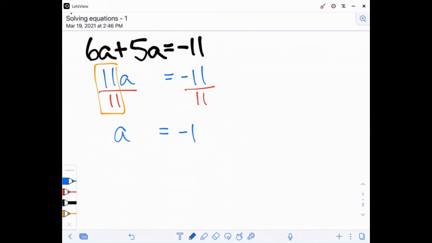All I do is substitute negative 1 in the original equation everywhere I see a. So let's substitute it in. 6 times negative 1 plus 5 times negative 1. This should equal negative 11. If my equation is true, I know my answer is correct. 6 times negative 1 is negative 6, plus 5 times negative 1 is negative 5.